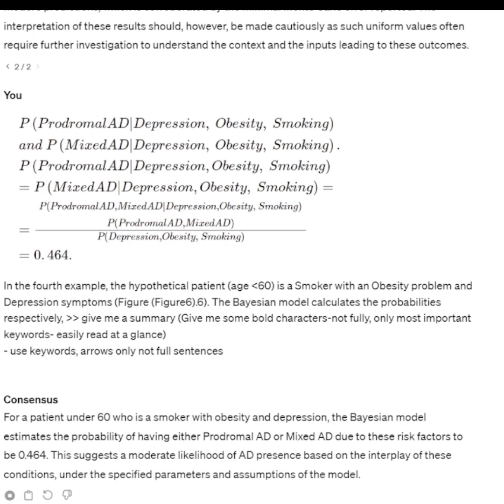For a patient under 60 who is a smoker with obesity and depression, the Bayesian model estimates the probability of having either prodromal AD or mixed AD due to these risk factors to be 0.464. This suggests a moderate likelihood of AD presence based on the interplay of these conditions under the specified parameters and assumptions of the model.